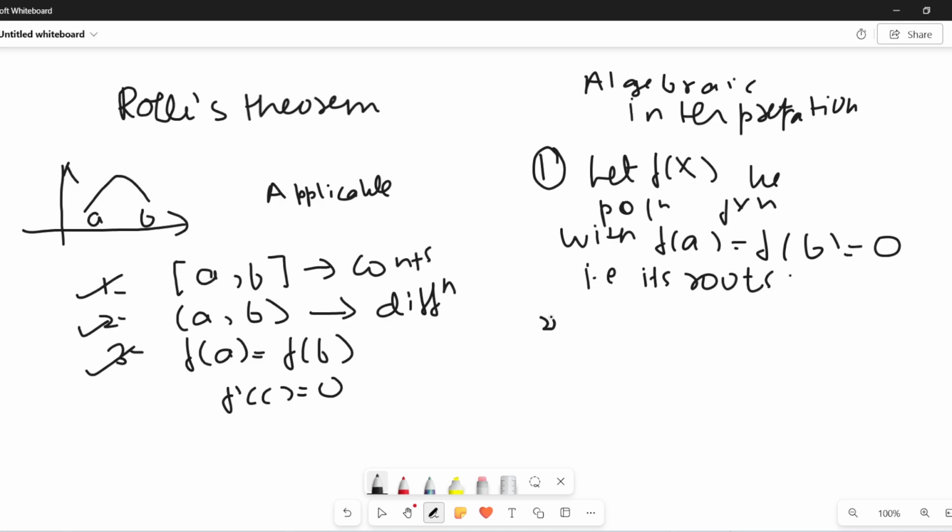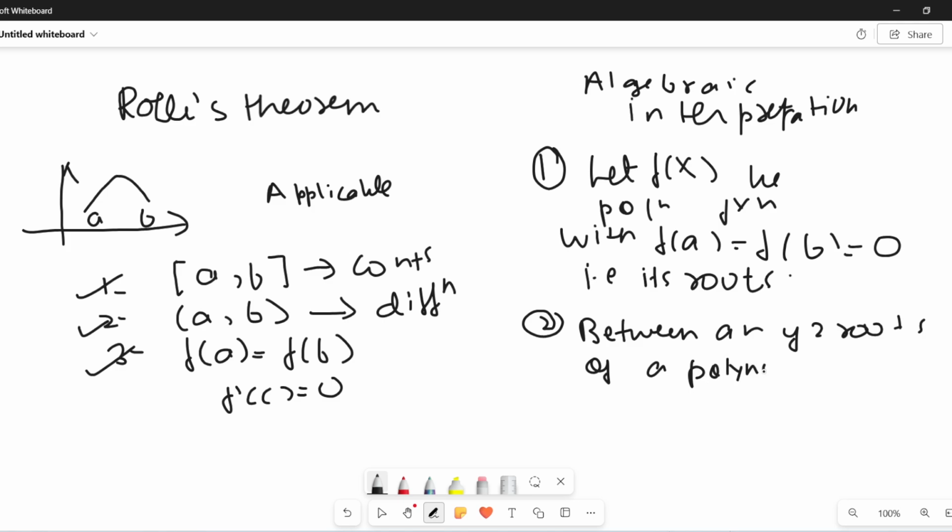Now second point: between any two roots of a polynomial f(x), there is always a root of f'(x).